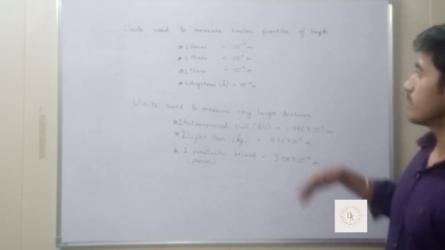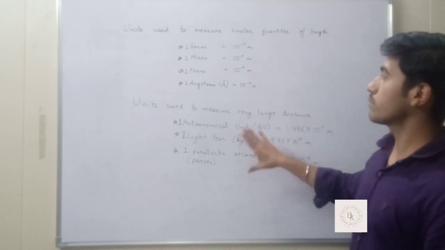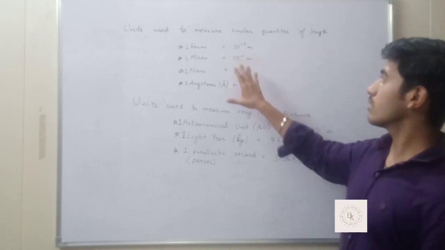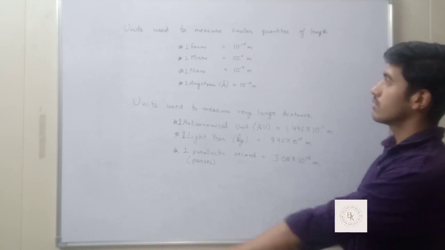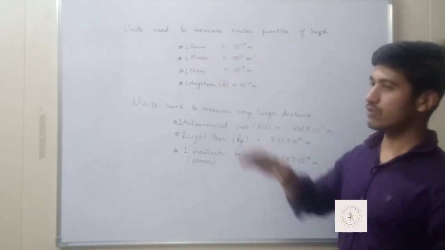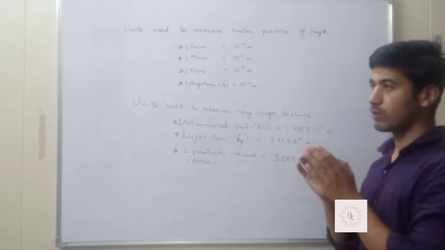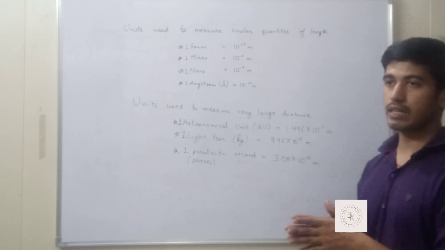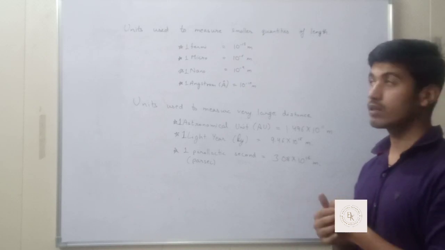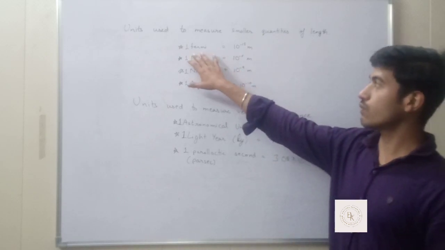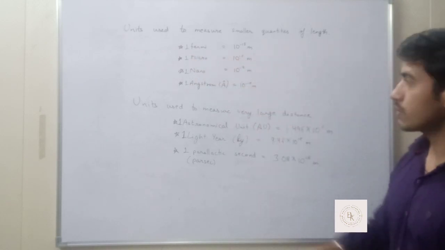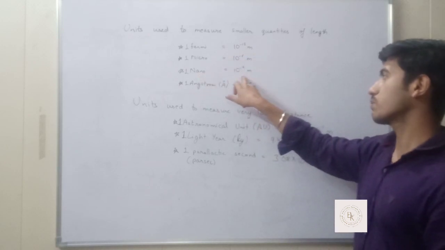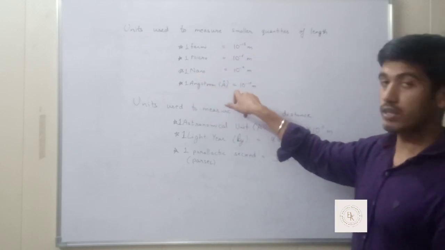I have enumerated some units which are used to measure smaller quantities as well as some larger distance quantities. These are some smaller length units. If the length of some object or particle is very small, we cannot use units like meter, centimeter, millimeter. So there are units like 1 Fermi, which is equal to 10 to the minus 15 meter, 1 micron, which is equal to 10 to the minus 6 meter, 1 nano, which is equal to 10 to the minus 9 meter, and 1 angstrom, which is equal to 10 to the minus 10 meter.